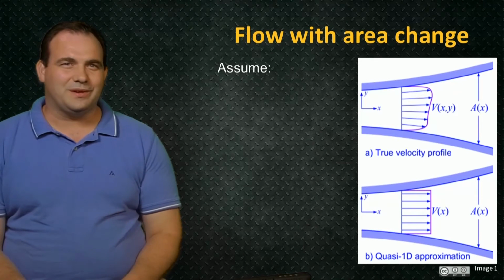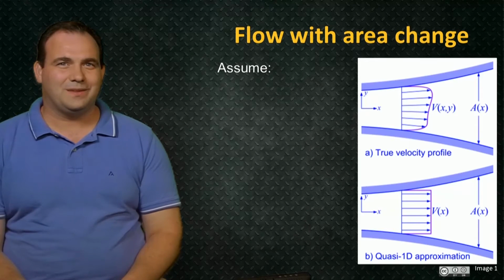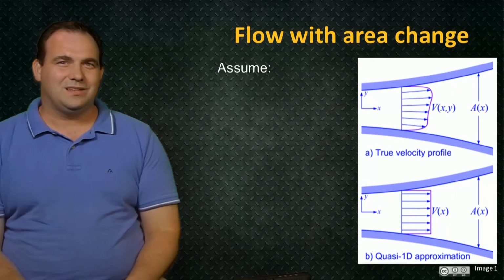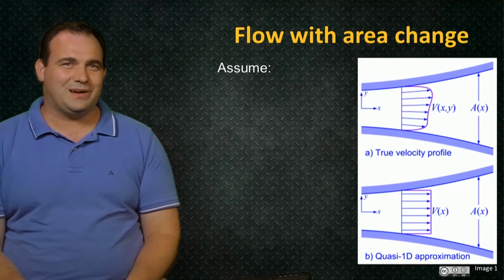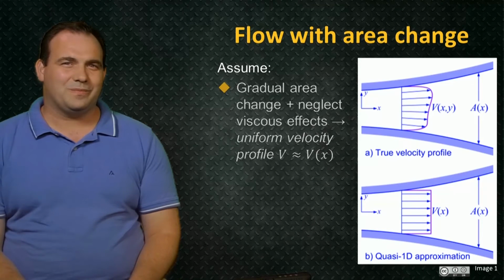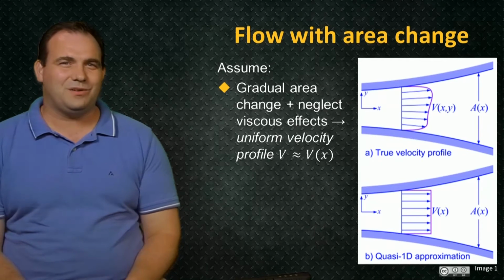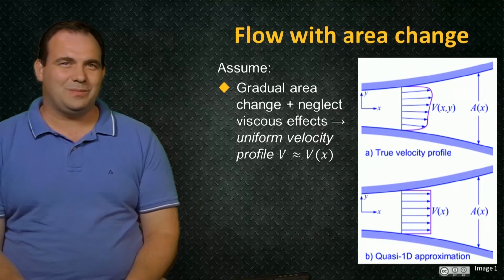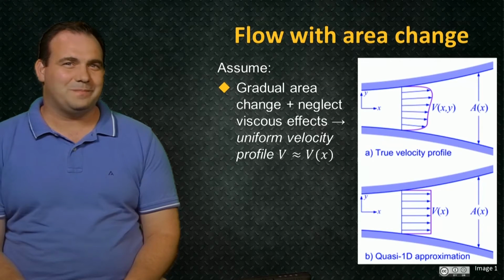In a real flow through a variable area duct, such as the one shown in the top figure, the flow will not be uniformly aligned with the center line of the duct. The velocity will also drop to zero at the walls due to the presence of viscous boundary layers. However, if we assume a gradual area change and that the boundary layers are thin enough that we can neglect viscous effects on the mean flow, then we can reasonably approximate the velocity profile as being uniform across the duct, as shown in the bottom figure.